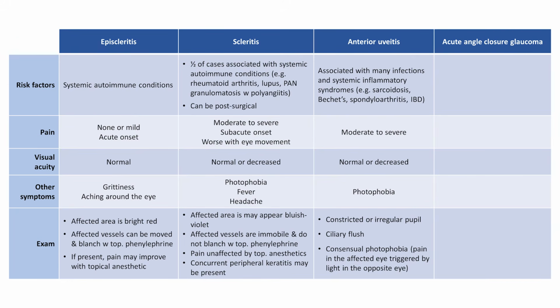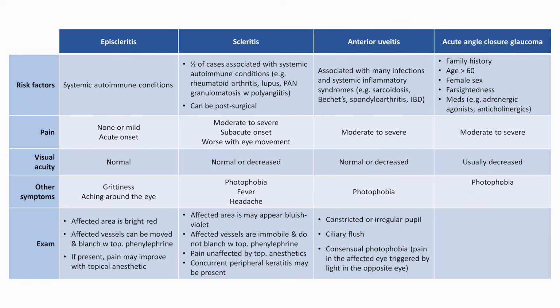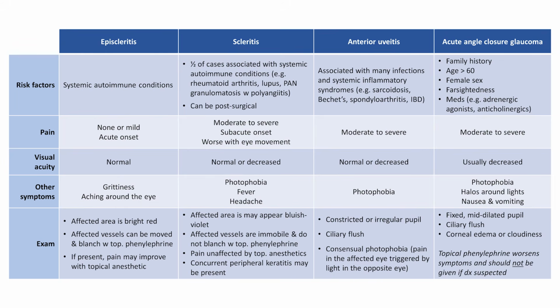And last, the most acutely serious diagnosis I've discussed in detail today is acute angle closure glaucoma. Risk factors include family history, age over 60, female sex, farsightedness, and a variety of medications, including adrenergic agonists and anticholinergics. The pain from angle closure glaucoma is moderate to severe, and visual acuity is usually decreased. Patients can report photophobia, halos around lights, and may have nausea and vomiting. On exam, there is a fixed mid-dilated pupil, ciliary flush, and corneal edema and/or cloudiness.